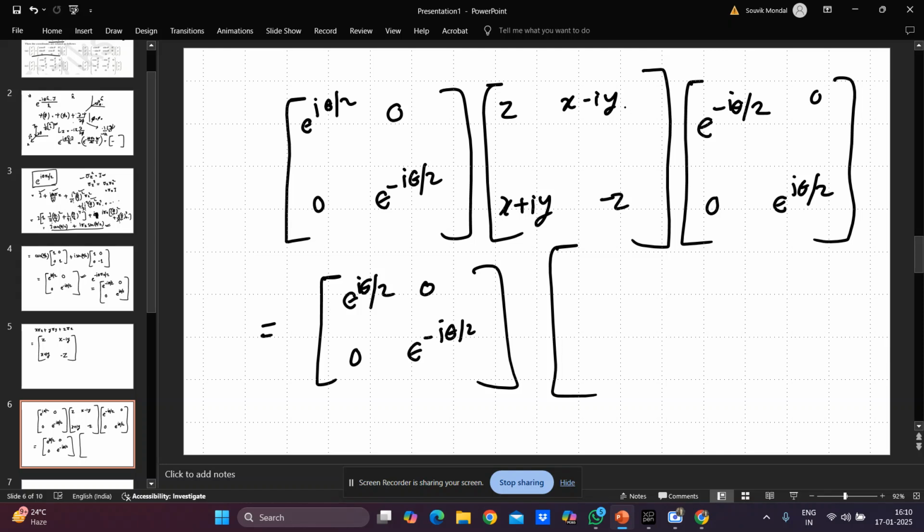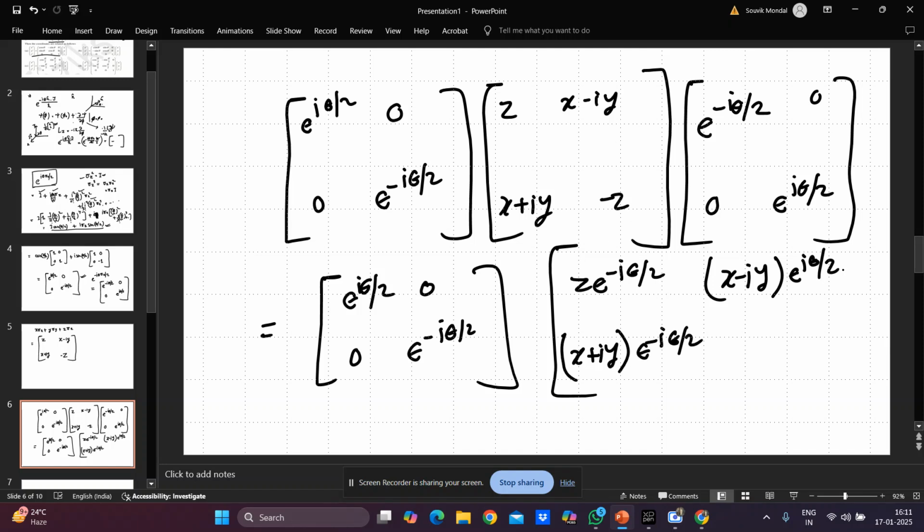This is the first one. Now multiply these two. So your row 1 column 1 is z e to the power minus I theta by 2, row 1 column 2, that is x minus iy into e to the power I theta by 2, row 2 column 1, that is x plus iy into e to the power minus I theta by 2, row 2 column 2, that is minus z e to the power I theta by 2. Okay, just move to next page.